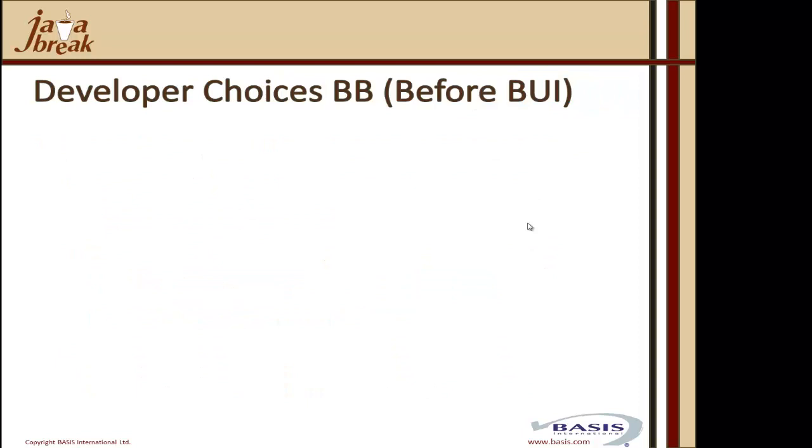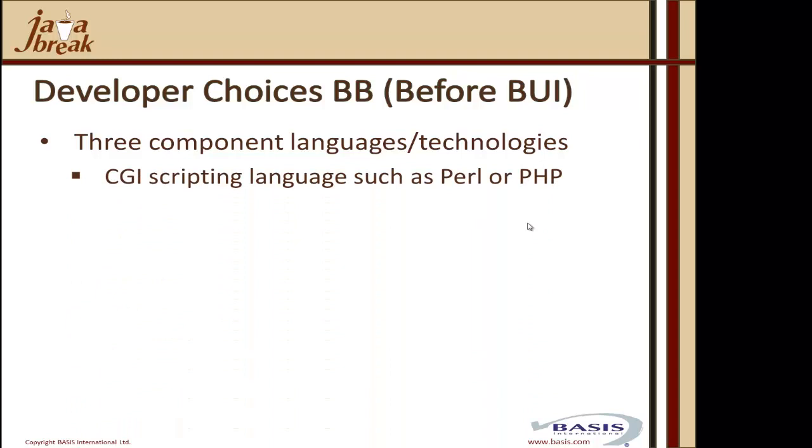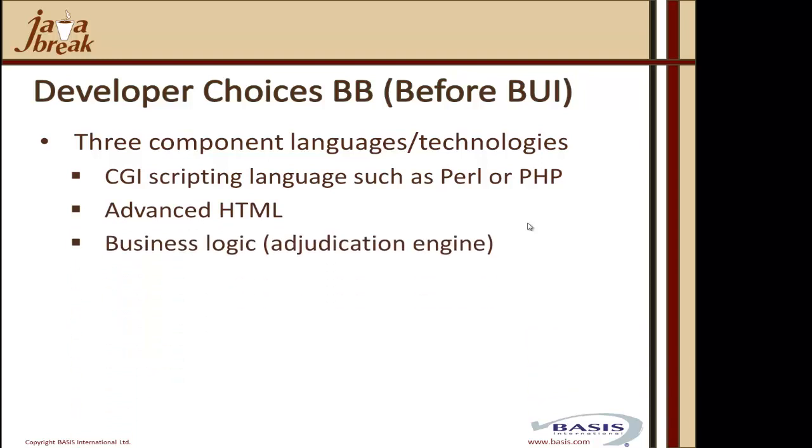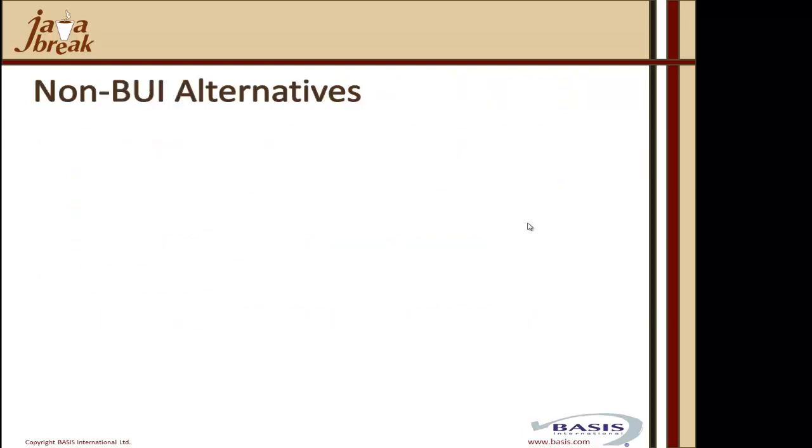So what other options might have been available to EMS and to the state health plan? Before BUI, BBJ, developer choices would have been to look at implementing three component languages and technologies to provide the same solution. Have a CGI scripting language such as Perl and PHP. Have advanced HTML to render the information on the desktop. And then, of course, the back-end business logic, the adjudication engine, needed to be made available. And then data access could either be provided by the ODBC JDBC bridge into the BASIS database or from native server-side BBx code, much like has been done in the existing production system.